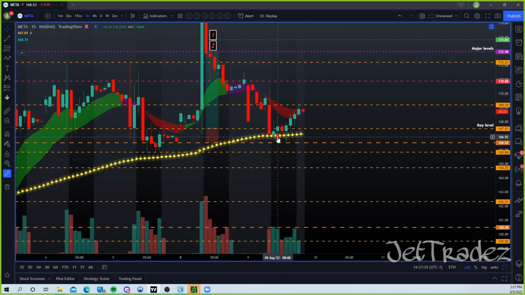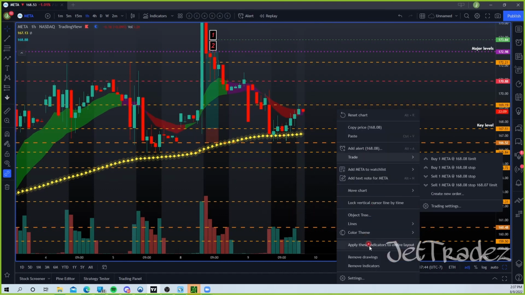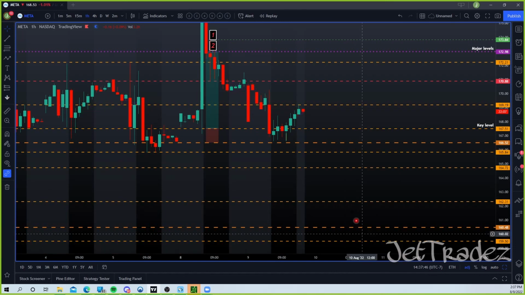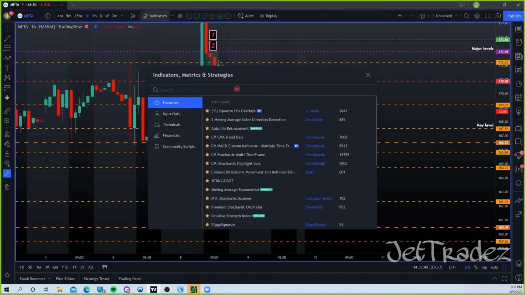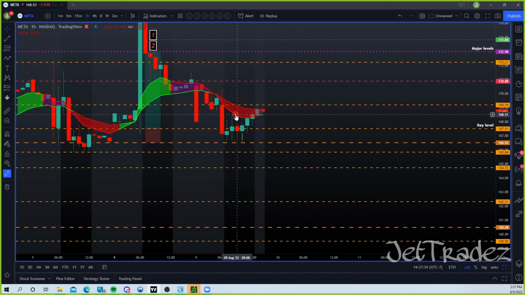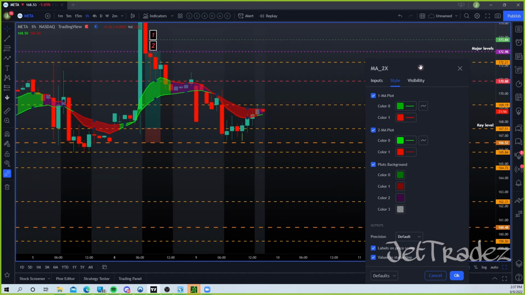That's the 9 right there? This yellow one? Oh, no, it's the magic EMA. Now the 9 is the cloud. I do use the cloud as the 9 and 21. If you guys want that one, it's simple. You use TradingView, just go to the moving average color direction detection, and that's all it is. It's basically a cloud of the 9 and 21.